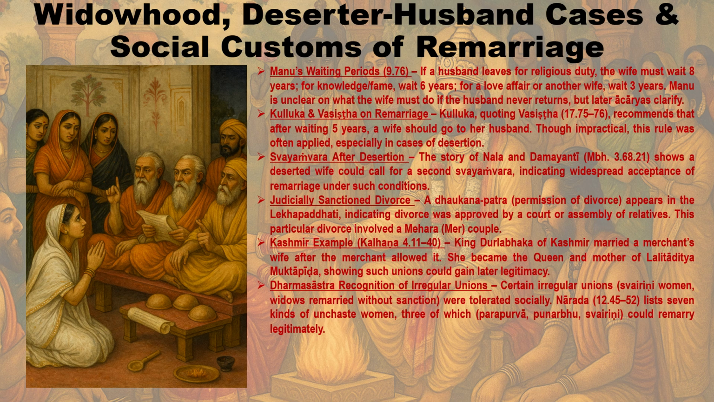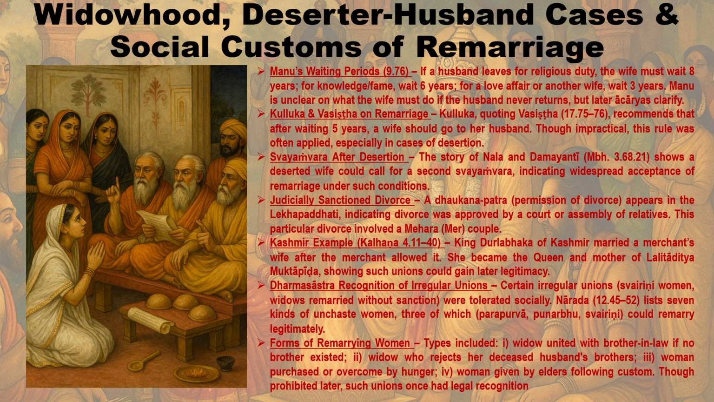Certain irregular unions were tolerated socially. Narada lists 7 kinds of unchaste women, 3 of which, Parapurva, Punarbhu, and Svairini, could remarry legitimately.